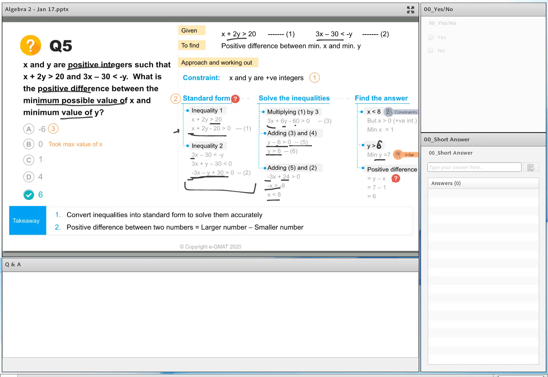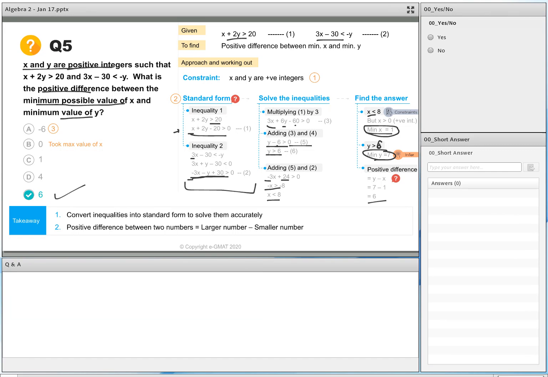If x is less than 8, and it's also given that x and y are positive integers, then what is the minimum value of x? It's equal to 1. So the minimum value of x is equal to 1. The minimum value of y is equal to 7. What is the positive difference? The positive difference is 6 units. Hence, the answer for this question is choice E.